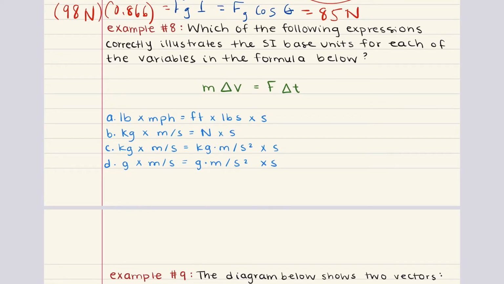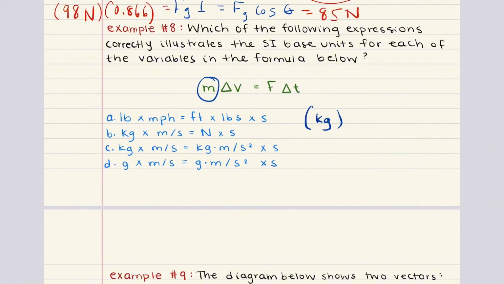Problem 8 asks, which of the following expressions correctly illustrates the SI base units for each of the variables in the formula below? We have mass multiplied by change in velocity. It equals force multiplied by change in time. Okay, let's break down the SI units for each term. For mass, the SI unit for mass is the kilogram.